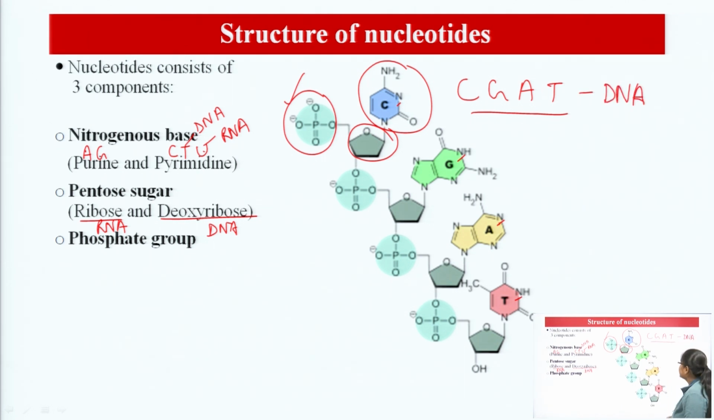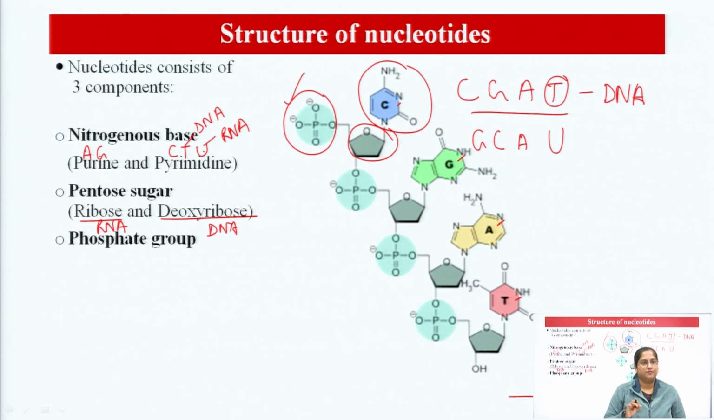Why did I tell you this? Because the nitrogenous base thymine is present. If the nitrogenous base uracil is there, the bases will be G, C, A and U. If this is the sequence of nitrogenous bases present, then we are talking about the structure of RNA. In this structure, we are talking about DNA.